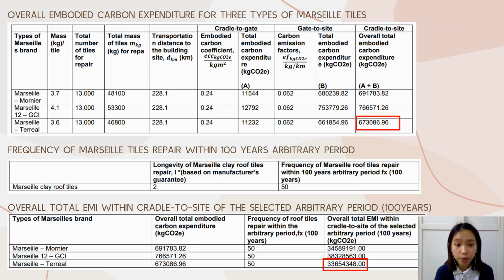Besides that, I also need to figure out the overall embodied carbon expenditure for three types of Masali tiles, the frequency within a 100 years arbitrary period, and the overall total EMI. So from Table 1, we can figure out the least total embodied carbon expenditure would be using the Jiarou Masali clay roof tiles.